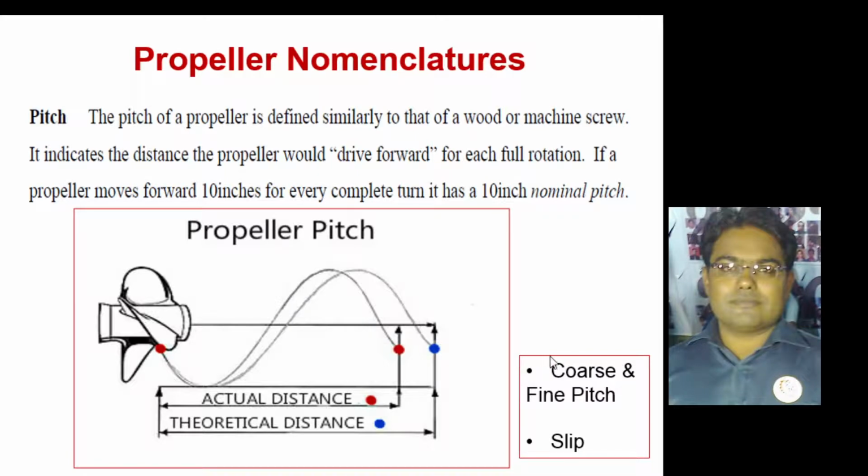Then further, this pitch can be defined as coarse pitch or fine pitch. Coarse pitch is when your blades are attached at a higher angle, and fine pitch is when your propeller blades are attached at a small angle. A higher angle means it will generate larger thrust, and a smaller angle means it will generate lesser thrust. So these are the different nomenclatures used for defining the propeller.